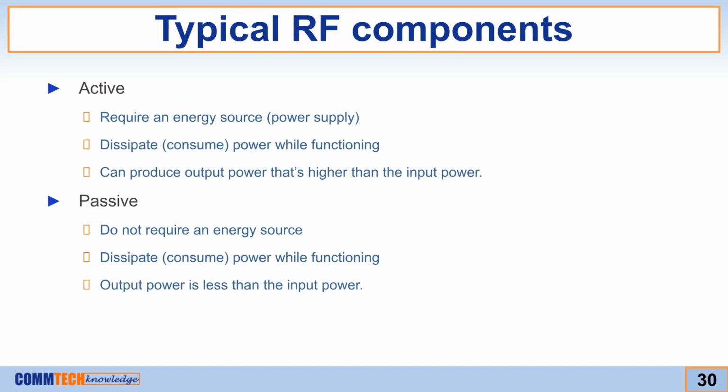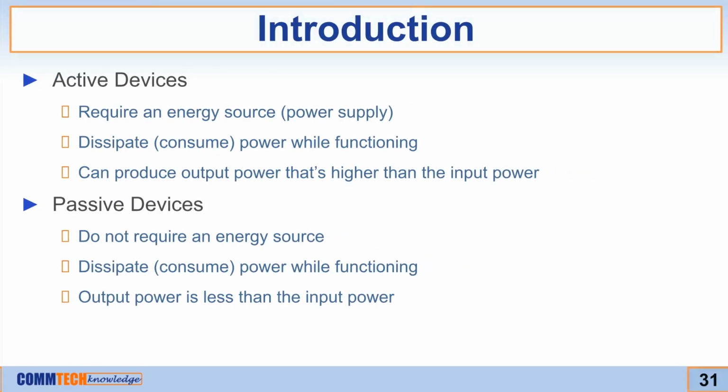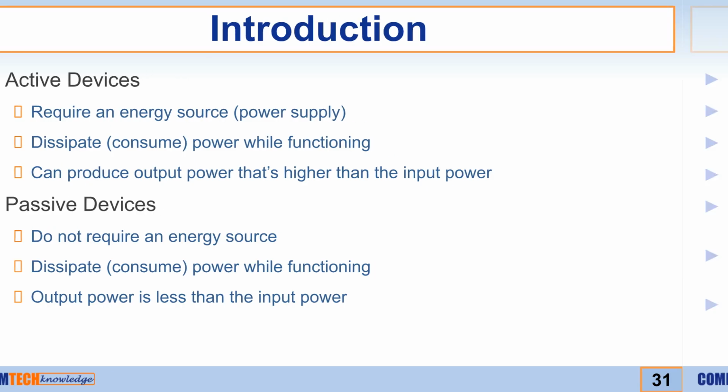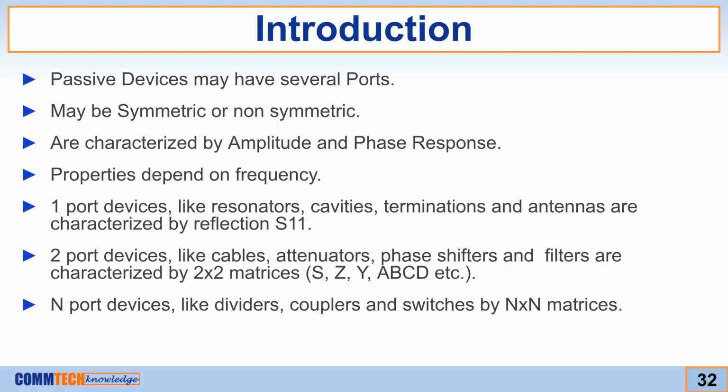Active components require an external power source and can produce output power greater than the input. Passive components do not need an energy source, and the output power is always less than the input power. In summary, active devices require power, consume power while functioning, and can amplify signals. Passive devices do not need an external power source, dissipate power, and have an output power that is always less than the input. Passive devices can have multiple ports and may be symmetric or non-symmetric.